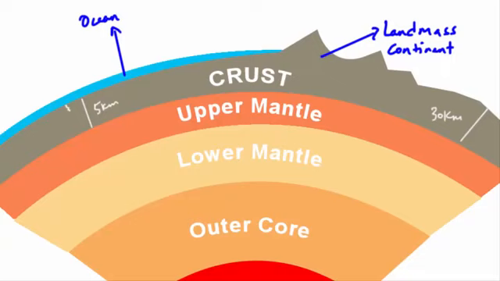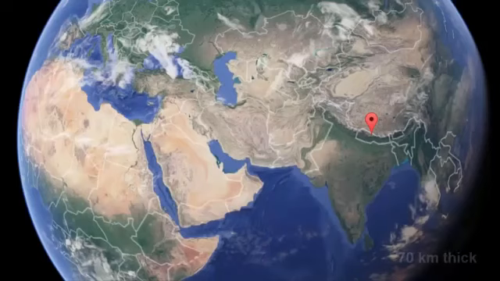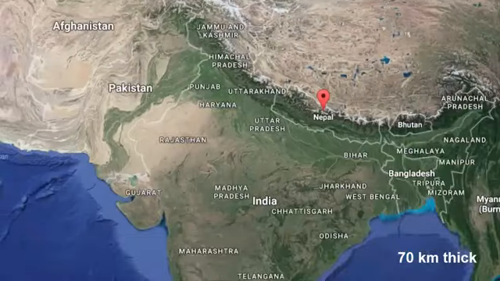So if you drill on the ocean bed and you go 5 km deep, probably you'll touch the next layer of the Earth, which is the upper mantle. Similarly, if you drill on a continental crust, it will take around 30 km to reach the upper mantle. Again, the thickness of the crust will be more near the areas of mountains, and you can figure out as to why. It is as much as 70 km thick in the Himalayan region.